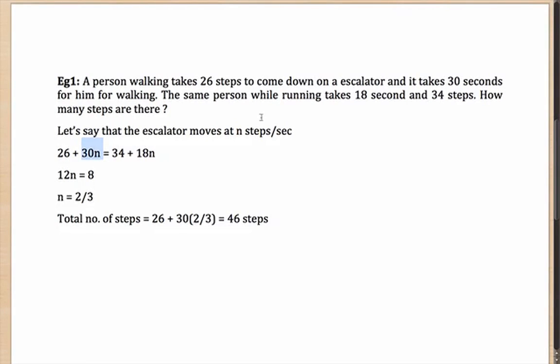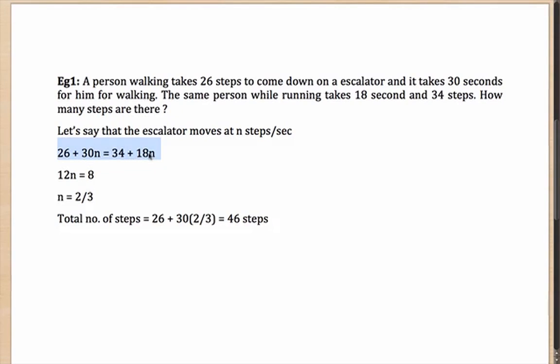Very similarly, when he's running in 18 seconds, how much will the escalator move? In 18 seconds, the escalator would move 18n, whereas he himself, since he was running, he was moving faster, he has taken 34 steps. The point to note is that the number of steps which are there in the escalator, or the total distance you can say, will remain constant, which means you can equate 26 plus 30n of the walking case with 34 plus 18n of the running case.